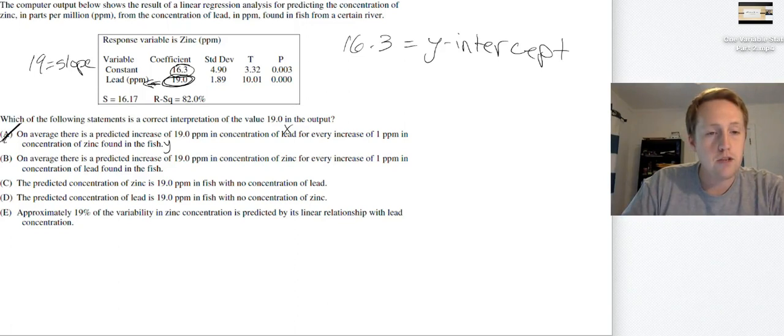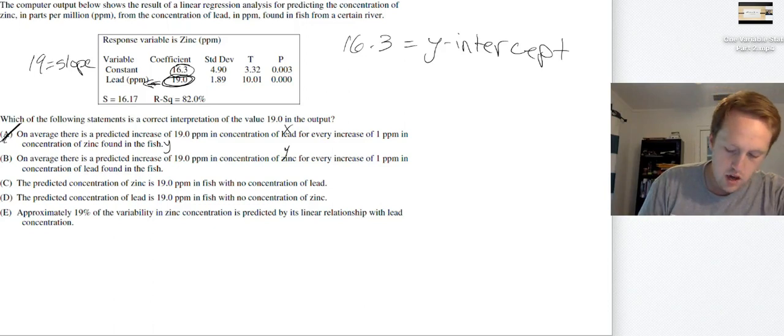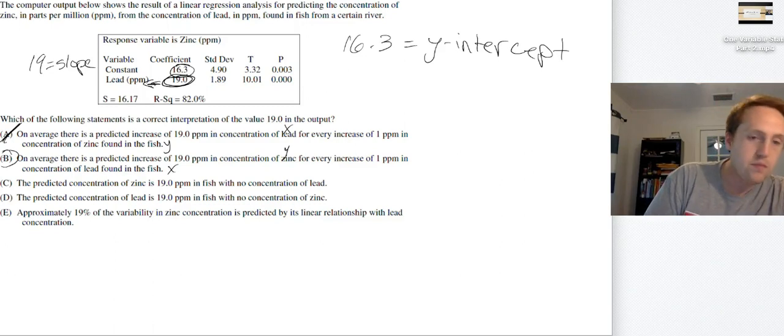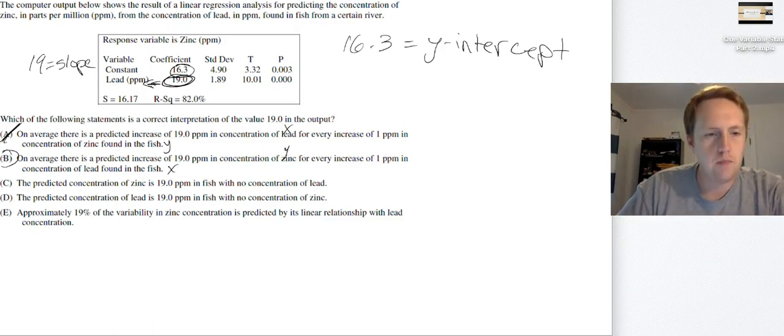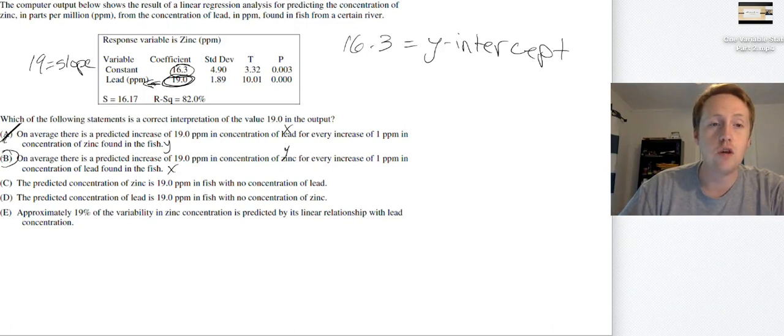On average, there is a predicted increase of 19 in the concentration of zinc, that's my y, for every increase of 1 part per million in concentration of lead. That's looking good. Let's read through the other answers just to make sure though, but I'm pretty sure it's B. C says the predicted concentration of zinc is 19 in fish with no concentration of lead. That's them trying to interpret the y-intercept. So they're trying to catch you off guard and see if you don't know which number that is. And then D is just getting the variables backwards. Approximately 19% of the variability in zinc concentration is predicted by its linear relationship with lead concentration.